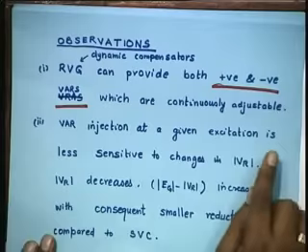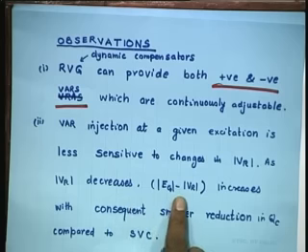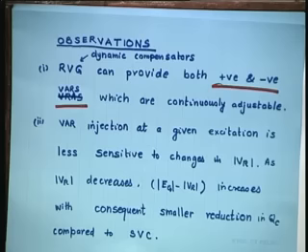Var injection at a given excitation is less sensitive to changes in VR. This point I have already explained to you 5-10 minutes back, because there is a double effect. As VR decreases, Eg minus VR increases. So, this increase will partially compensate the decrease in VR, with consequent smaller reduction in QC compared to a static var controller or static var system or static var compensator. This SVC can mean anything. So, this is better.